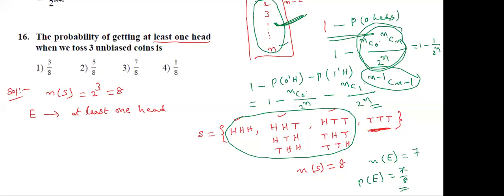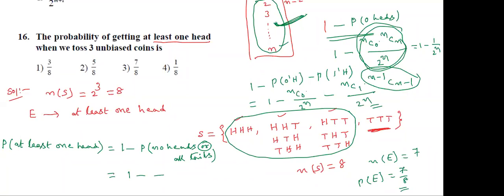So I'm going to use the reverse method. What is that? Probability of getting at least one head is equal to total probability minus probability of getting no heads. No heads means all tails. All tails only. Students, are you understood?